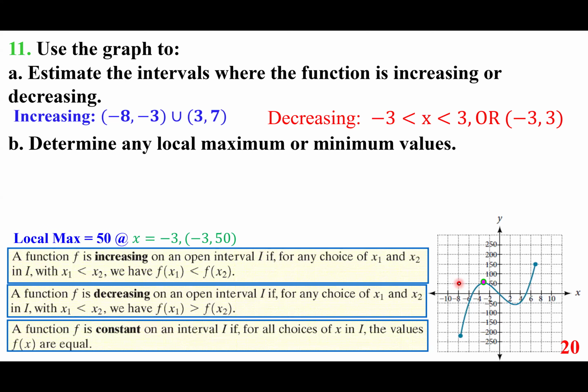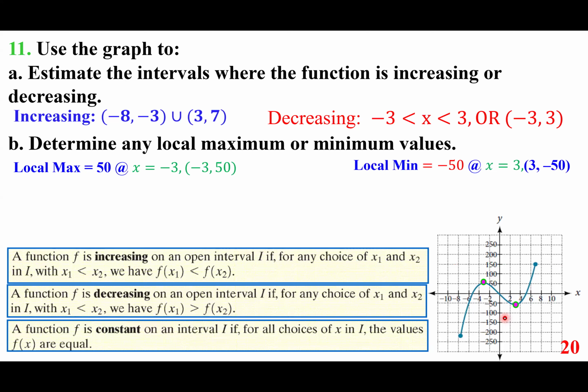Therefore, we write local max is 50 at x equals -3. Sometimes they want you to write the pair. Sometimes they want this one. Sometimes this one or all of them. What about local min? It's here, this point, and this point has a y-coordinate of -50 with the x-coordinate of +3. So local minimum equals -50 at x equals 3, and you can write it as a pair, (3, -50).